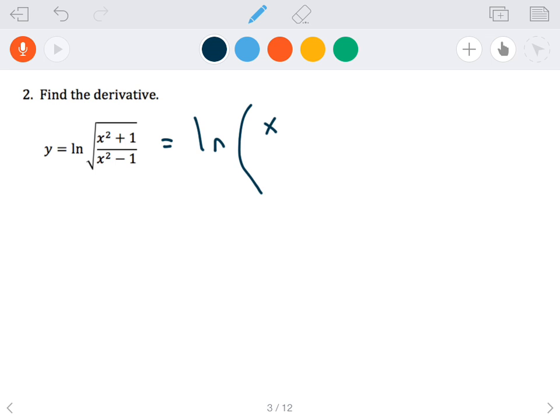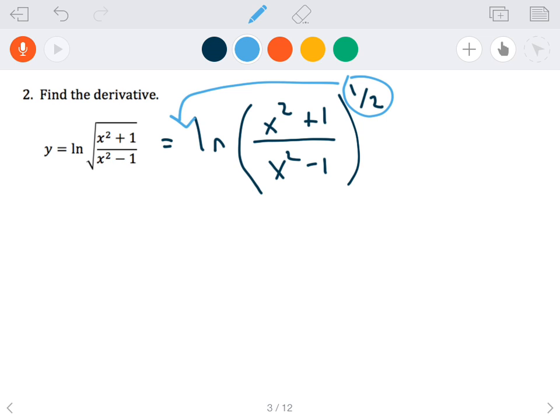Let's do another one. Find the derivative. And once again, this looks a bit complicated. I don't want to take the derivative of that yet. I could do a giant quotient rule with chain rules, but I could also rewrite this and make my life easier. So I can start by rewriting that square root as a power. So that's x squared plus 1 over x squared minus 1 to the 1/2. And then I can take that 1/2 and move it out front. That'll be much more pleasant to deal with.